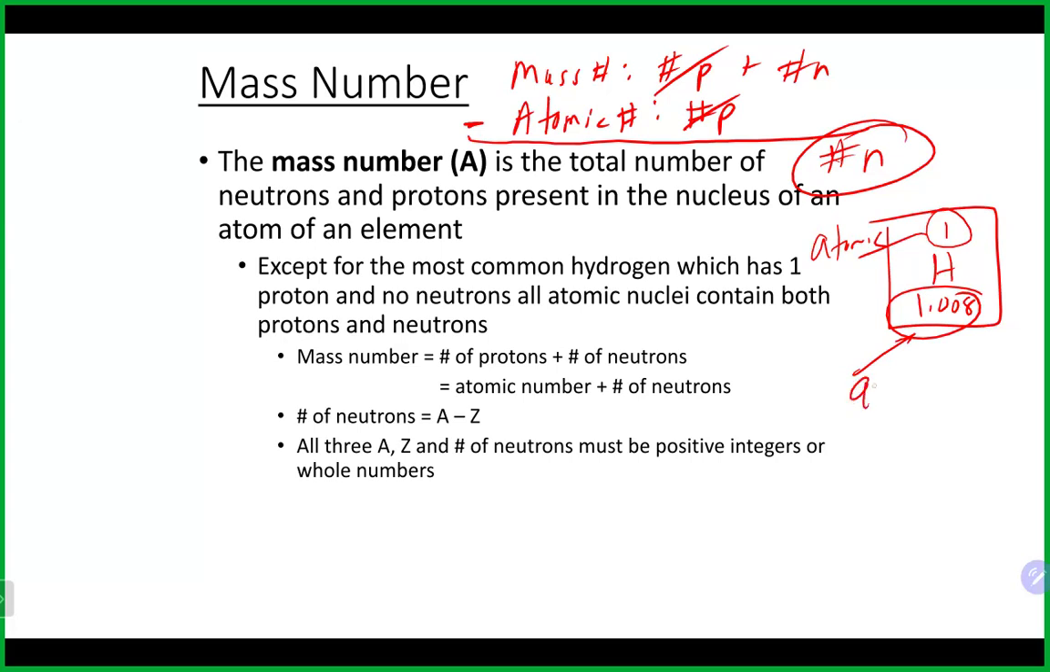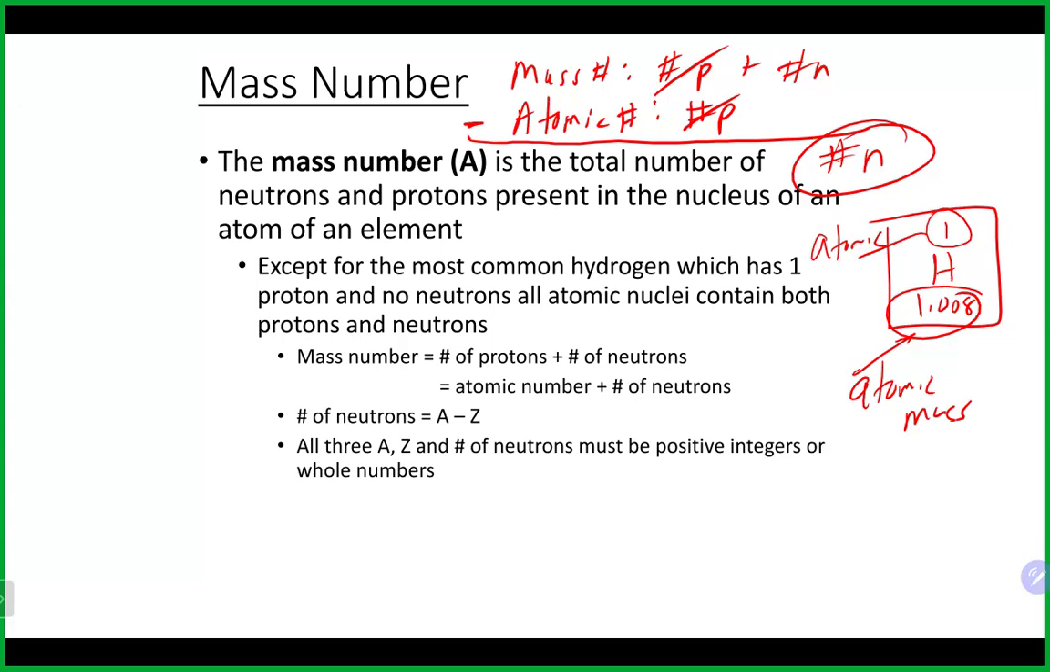That is the atomic mass and not the mass number. So the mass number cannot be found on the periodic table. You do have to calculate it. You'll have enough information to calculate it in a problem, and also the number of neutrons. You'll have enough information to be able to calculate those if you need to.